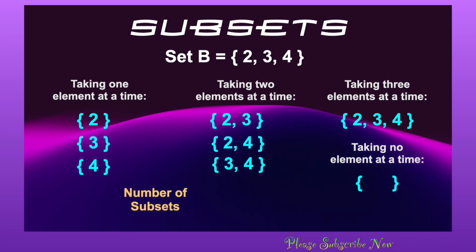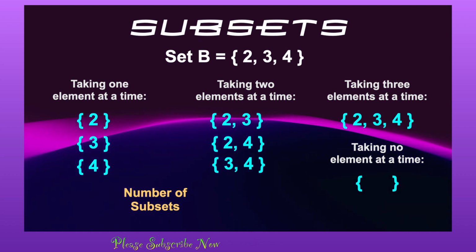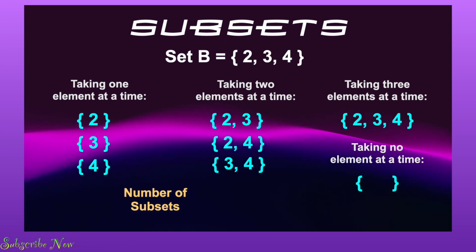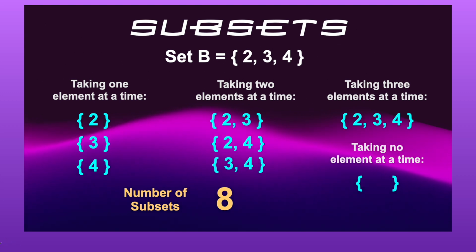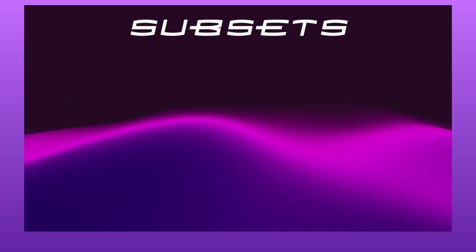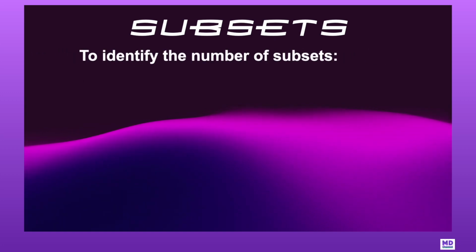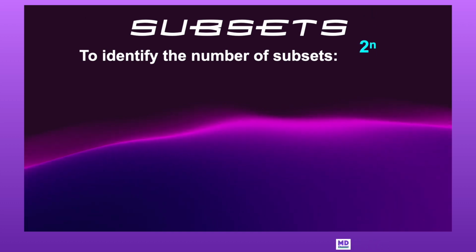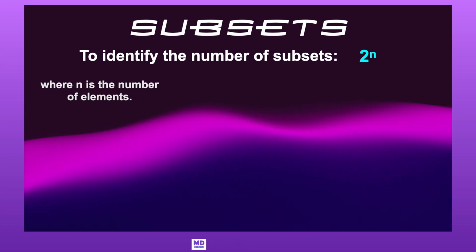So how many subsets are there in set B? 1, 2, 3, 4, 5, 6, 7, and 8. So there are 8 subsets of set B. To identify the number of subsets, we have a guide. Our guide is 2 to the n power, where n is the number of elements.